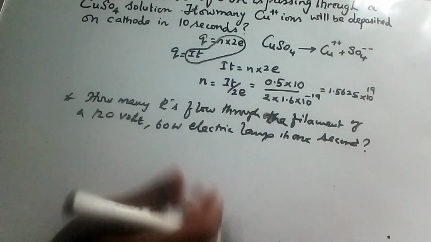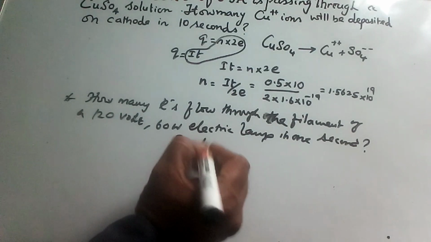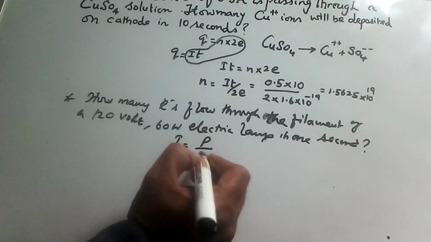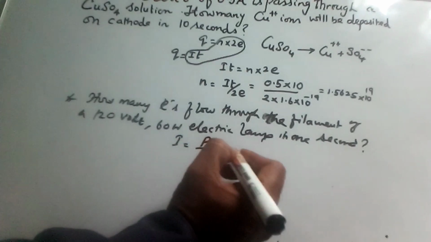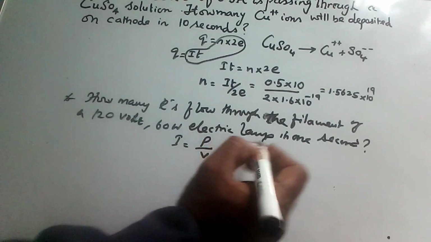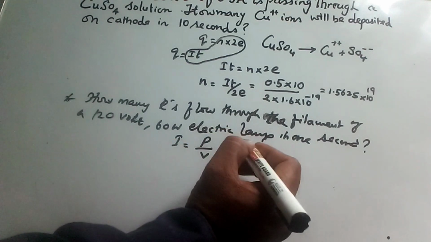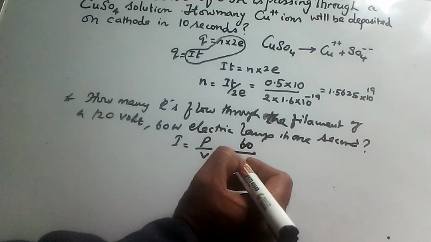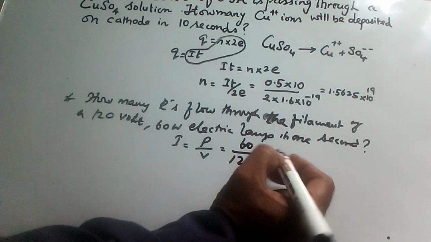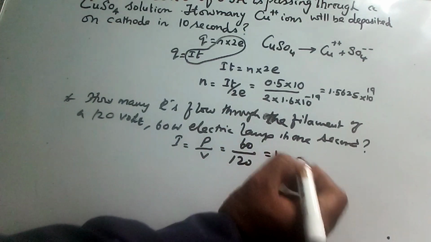So we can calculate the electric current I equal to power by voltage, that is the potential difference V. Then we can substitute the values: P is 60, V equal to 120. So 1 by 2 equals 0.5 ampere.